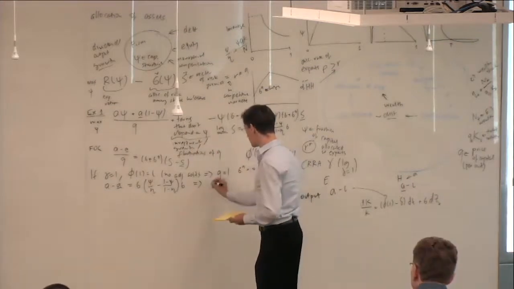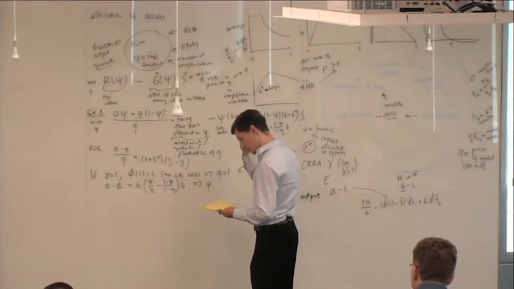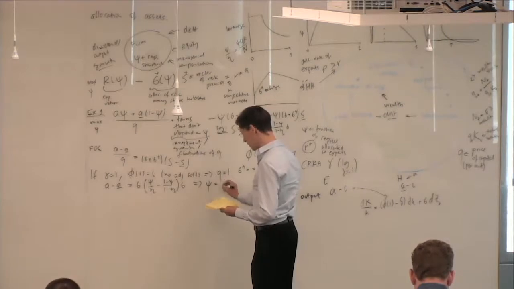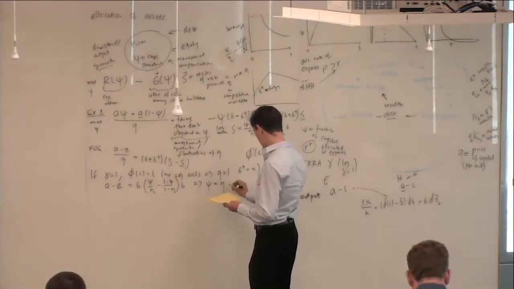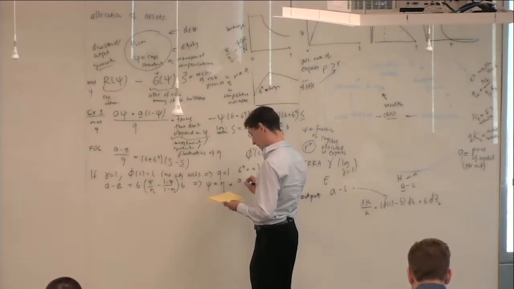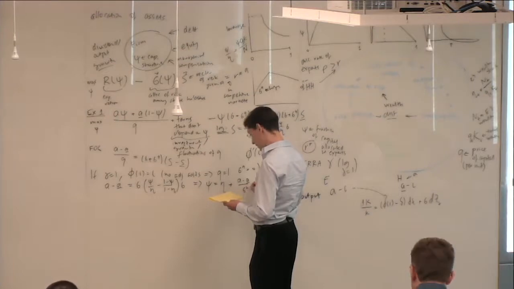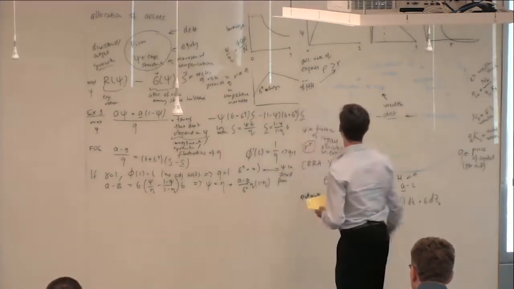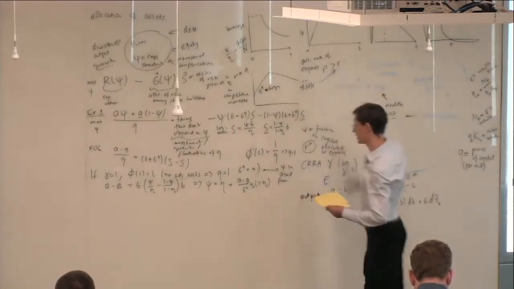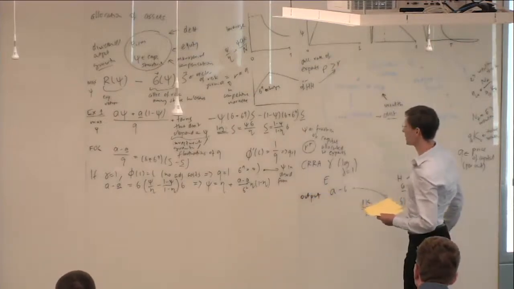I'll just copy it from a paper because I'm trying to save my brain power for later. So psi equals eta plus a minus a underlined, divided by sigma squared eta times 1 minus eta. So basically it's a function that looks like this. It's a quadratic function.